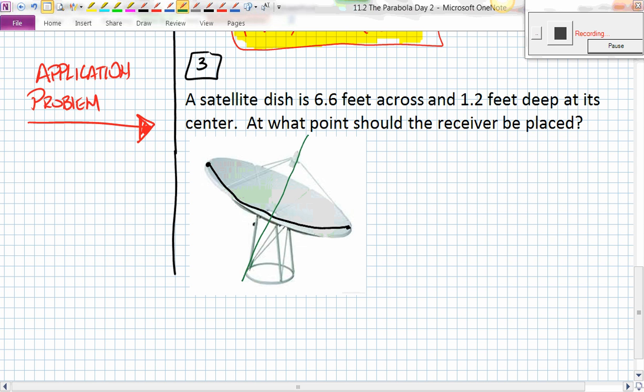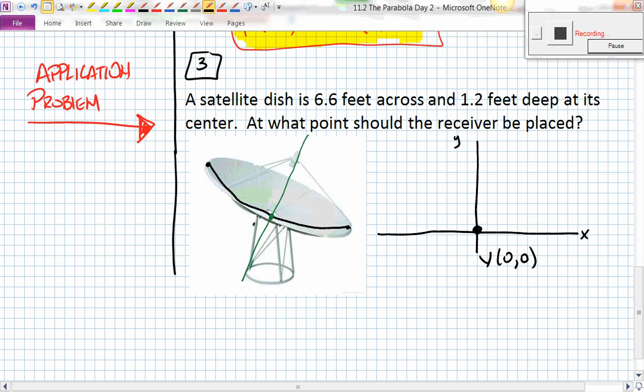How do I set my graph up to make it easy for myself? Who's got a really good idea? Where's the vertex of this thing? Yeah, let's put the vertex down here at 0, 0, right? If I'm going to make a cross-section, let's make it easy on ourselves. Here's x, here's y. Let's put our vertex down there at 0, 0. And which way do you want this parabola to open? Up, right? Most satellites point towards the sky, last time I checked. So let's make sure this thing goes up.